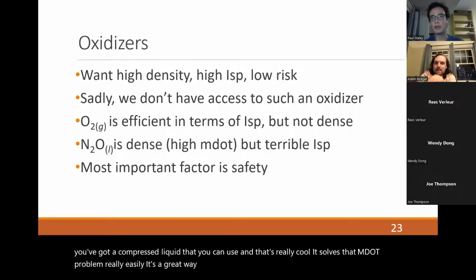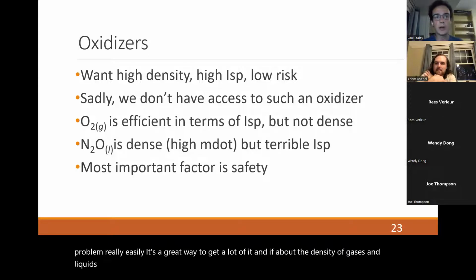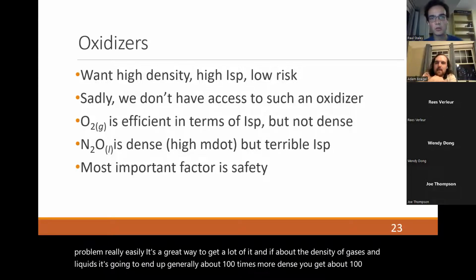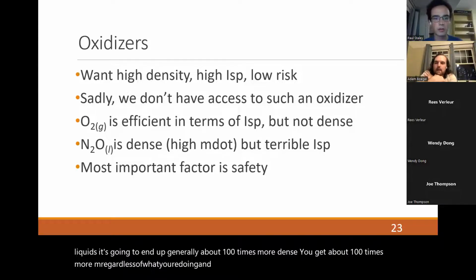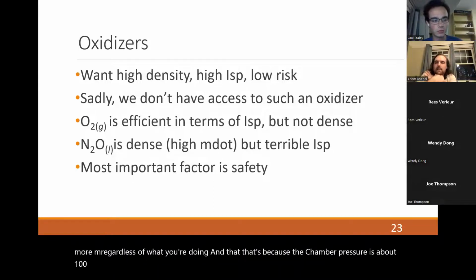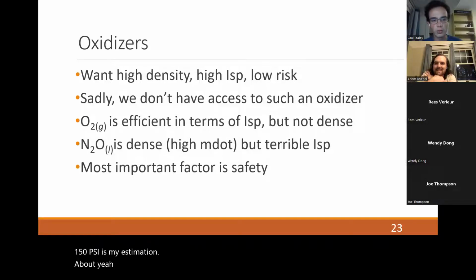And if you know about the density of gases and liquids, it's going to end up generally about 100 times more dense. You get about 100 times more m dot, regardless of what you're doing. That's because the chamber pressure is about 150 psi, is my estimation. Or about 100. Yeah, 150 or so. So it ends up being about 100 times as dense. But it has terrible ISP.